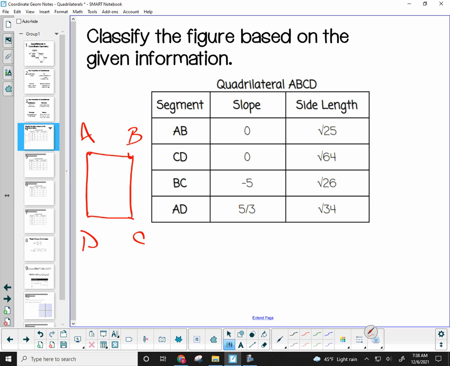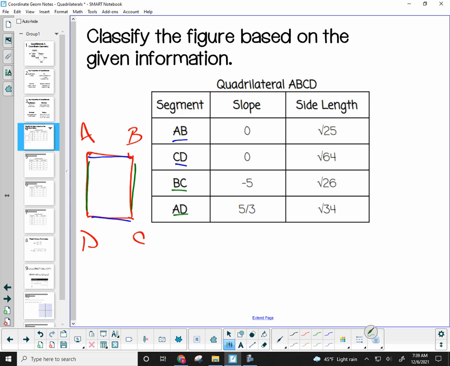I have some information here about quadrilateral ABCD. I've given you the slope of all 4 sides, and the length of all 4 sides. Notice I have AB and CD listed together. I did this on purpose. I listed the opposite sides together because if I can look at slopes, I can determine if opposite sides are parallel or not.